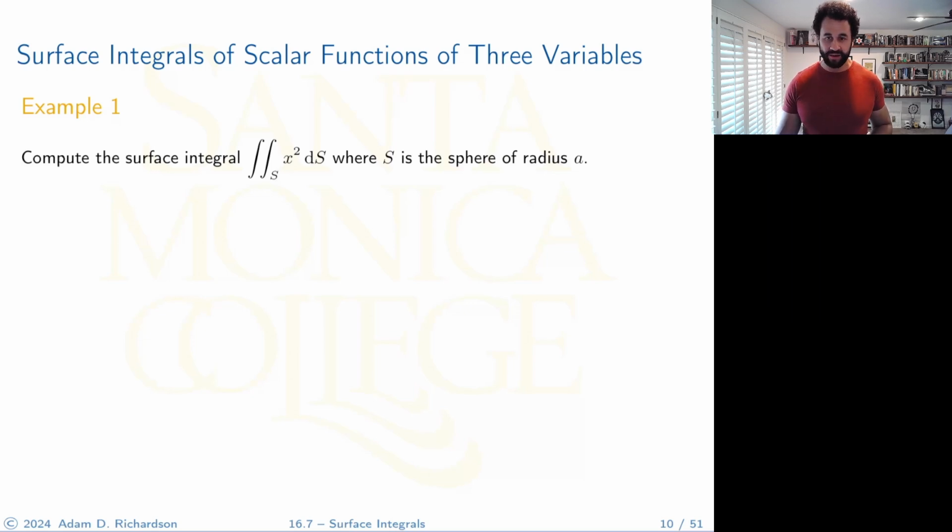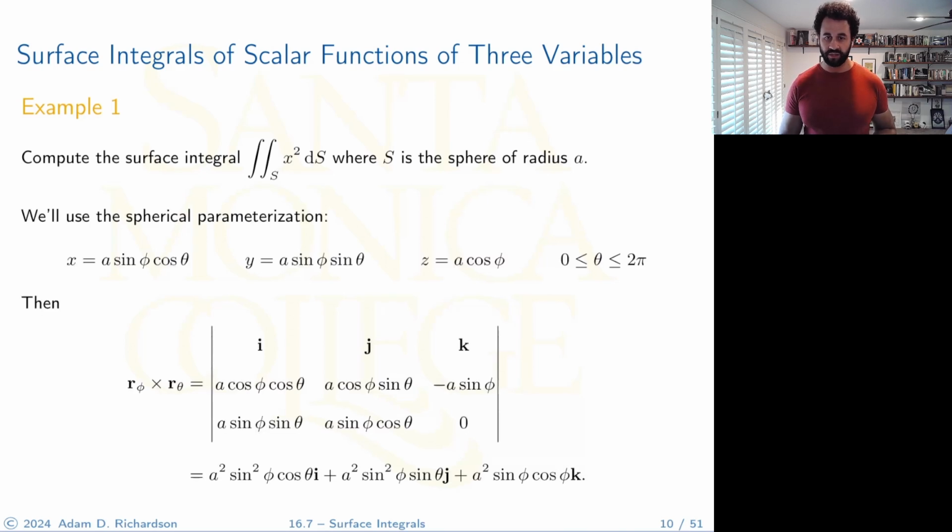All right, here we go. Because we're going to be integrating over a sphere, it's natural for us to choose spherical coordinates to do all this. So let's use the spherical parameterization of this region. Because the radius is fixed, the radius is a, we're going to get that for x, that for y, and that for z. Now we need to compute the partial derivatives.